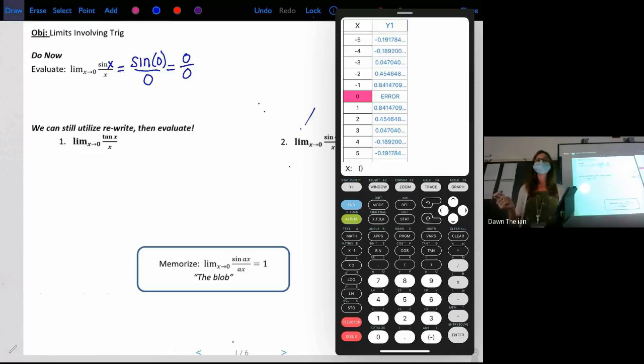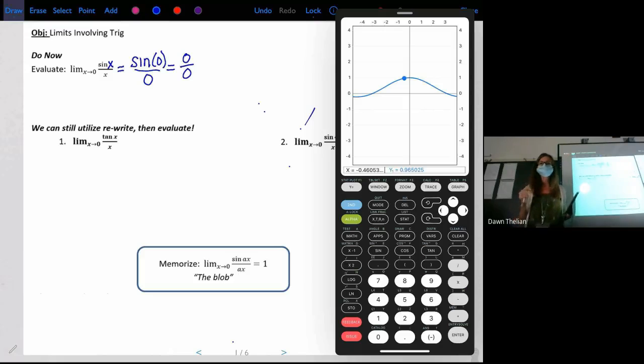We know that there's an issue at 0. However, even from the table, we can see that the values are getting closer and closer to 1. The graph itself is showing me that y value of 1 is what I'm approaching from both sides; we're going to meet there. So the limit as x approaches 0 of sine x over x is 1. And we really had to get that from the graph.